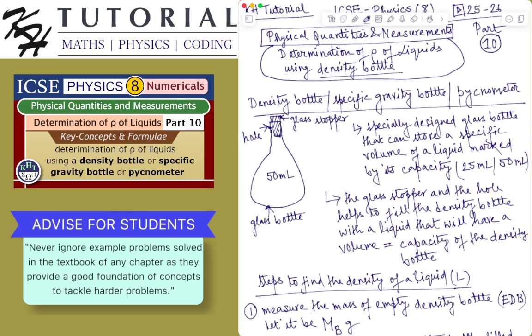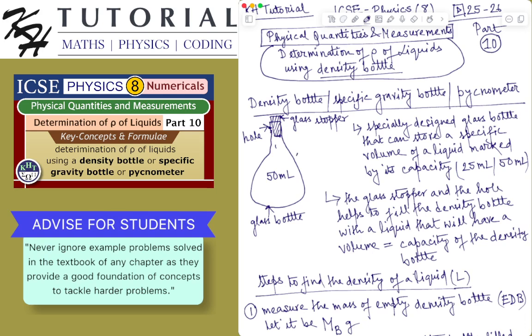Now, in the density bottle there are two important components. One is the glass topper and one is a hole. Using these two components, the density bottle is filled with a liquid whose volume will be equal to the capacity of the density bottle. Even if we do not know the capacity of the density bottle, still we can find its volume using some technique that we will discuss shortly.